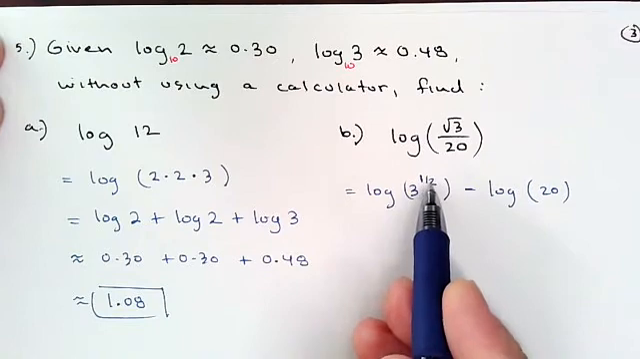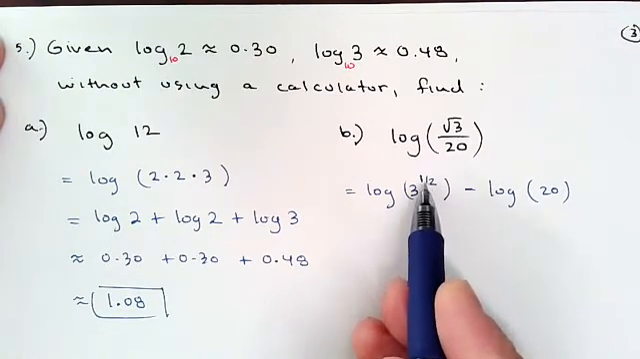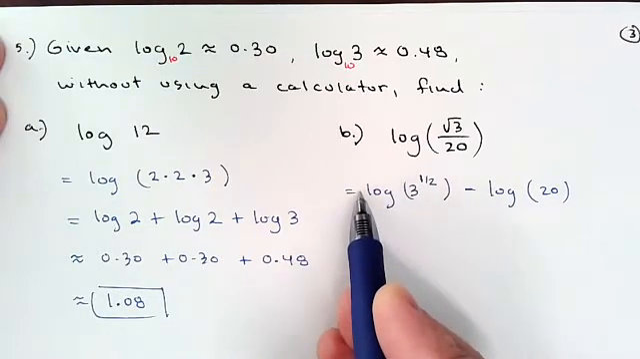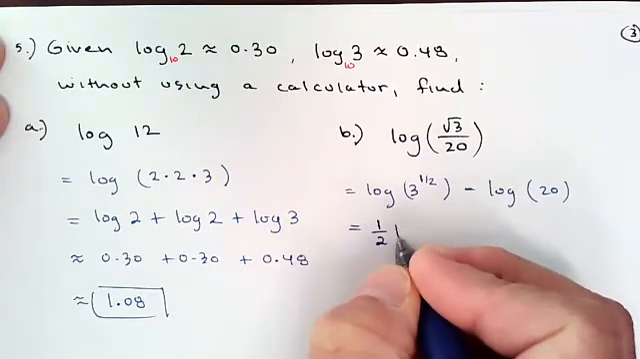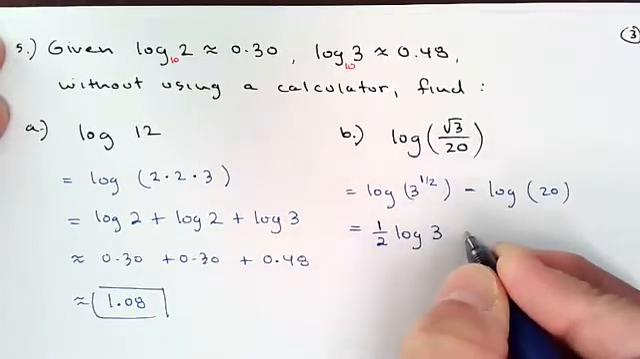Now, we know that this exponent here from our third property can also float down in front, right? That could be in front of the log. So we're going to write this as 1/2 times the log of 3.